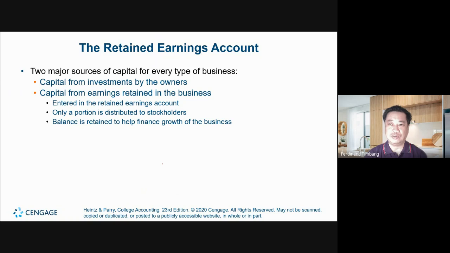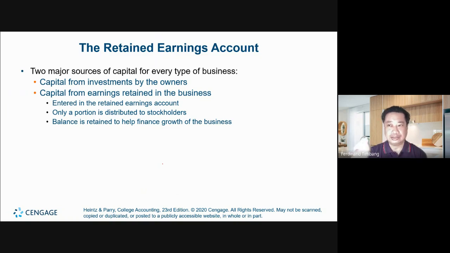One is the capital from investment by the owners, so meaning it came from the pocket of the owners and then invested in the company. And then the second one is the capital from earnings retained in the business. So meaning a portion of the net income was retained or reinvested in the company. And then of course, a portion of that net income was distributed as dividends or withdrawal by the owners. But the portion retained or invested in the company is your retained earnings.